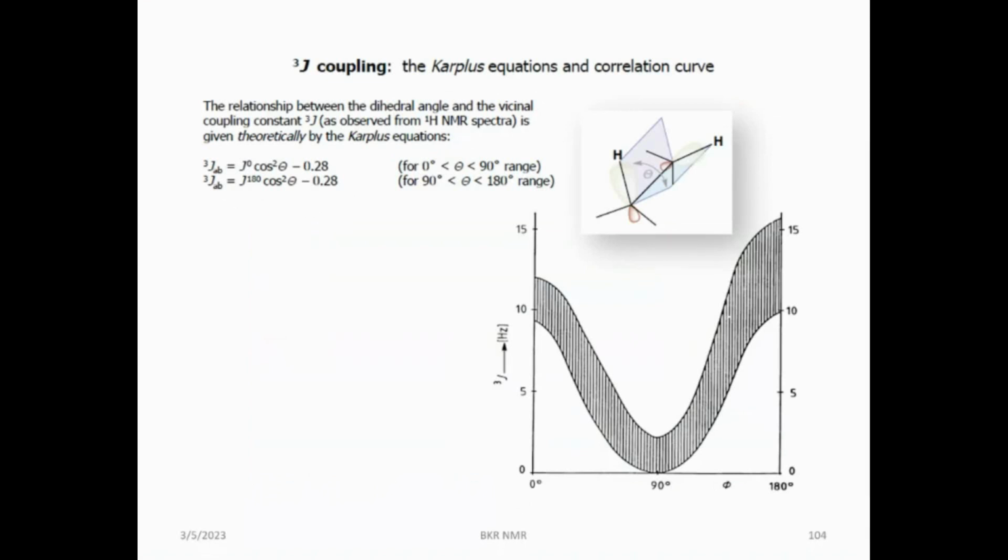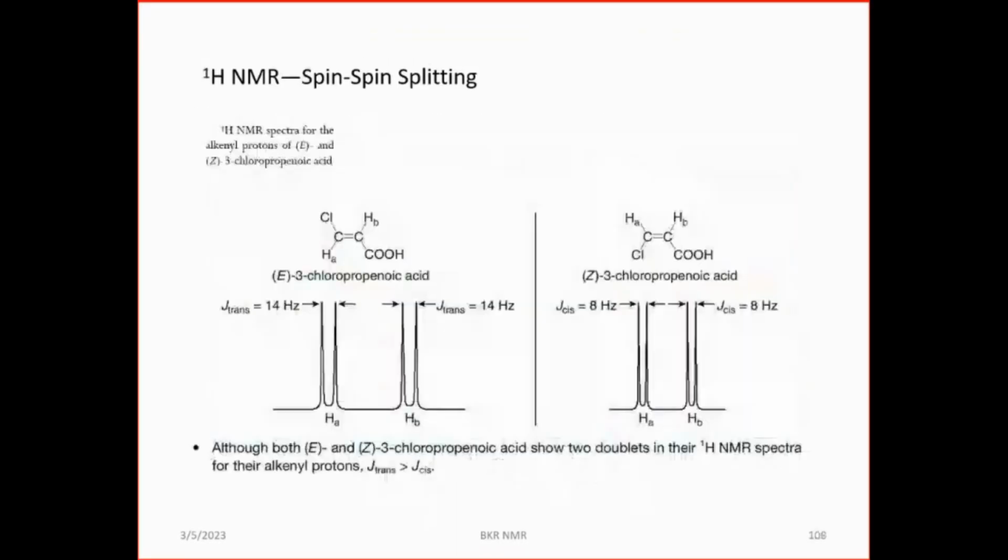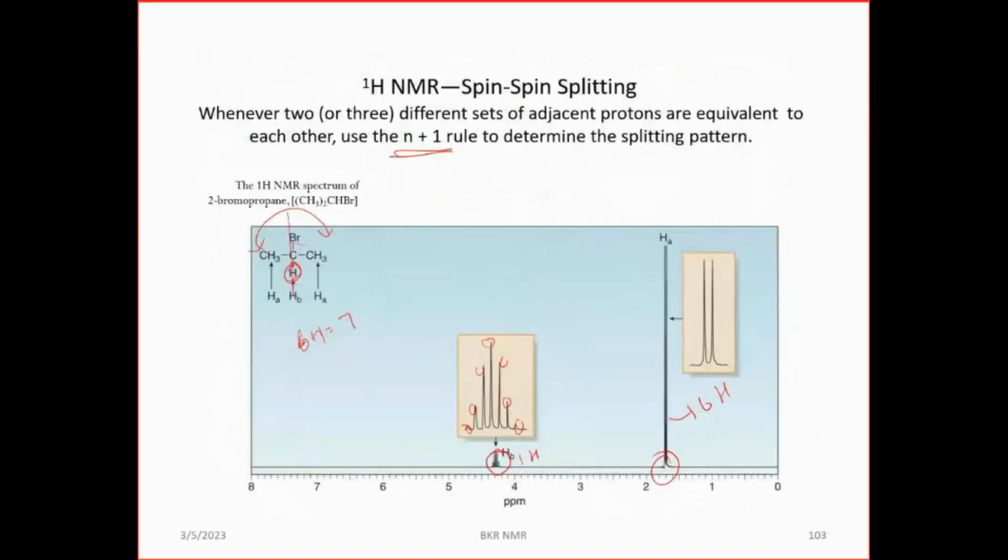Before going into splitting, you might have studied Pascal's triangle. Pascal's triangle is very easy to understand. If you have something like this, 1, 1, 3, 1. If I have no neighbors, N0, I'll be split as a singlet. The intensity of the signal is 100%.